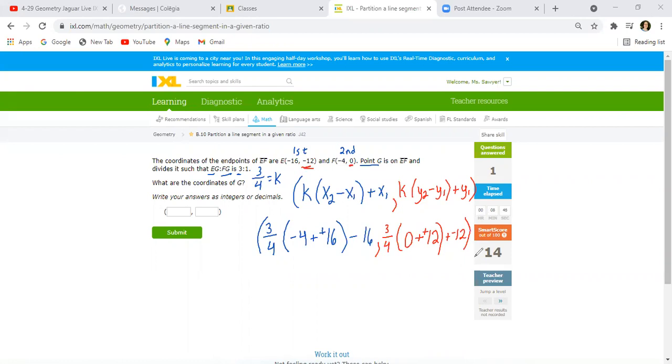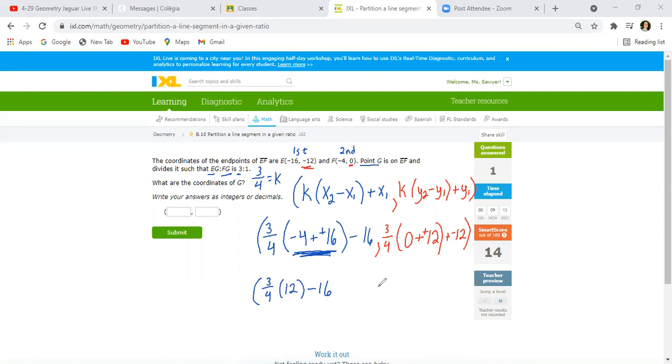So by doing this, I am going to get the ordered pair where that point lies to partition the line segment. So just like we were doing in class on Friday, I'm going to do the blue problem separate from the red problem. And for the blue problem, we're going to start right here first. We're going to add -4 plus 16, which gives me 12. So then I end up with 3/4 times 12 minus 16.